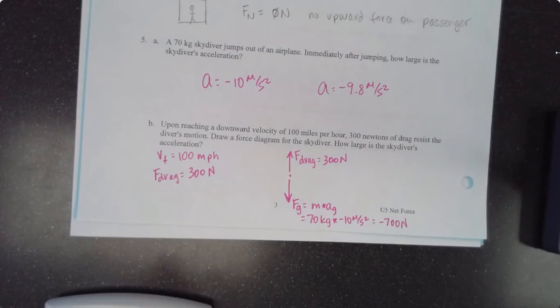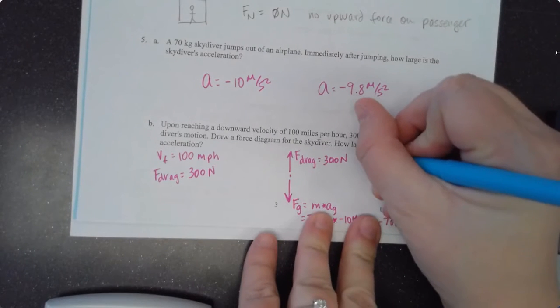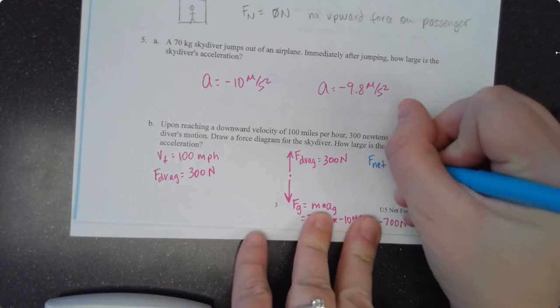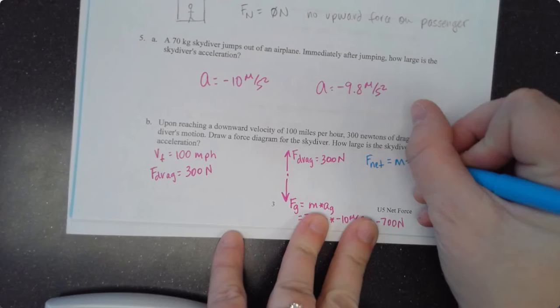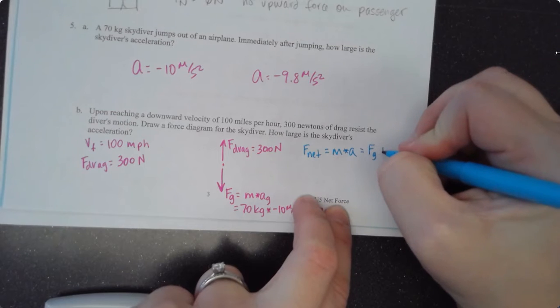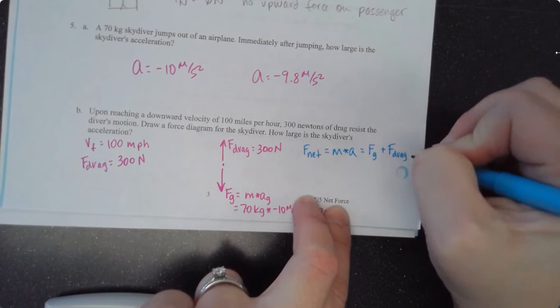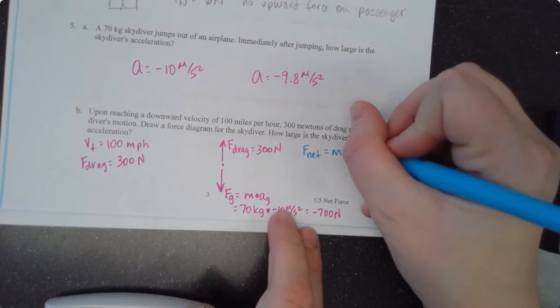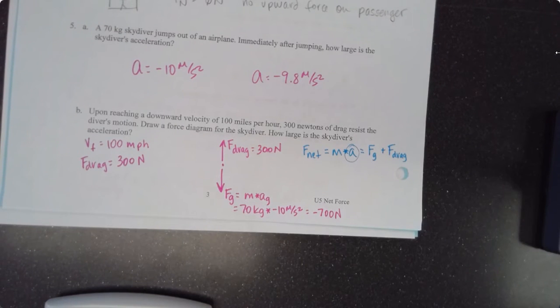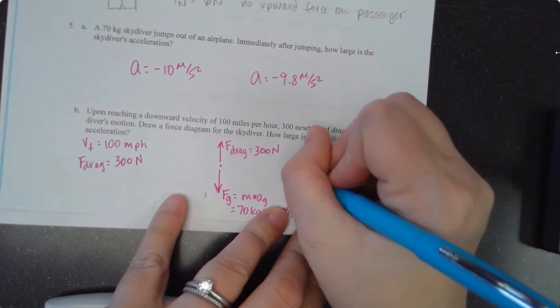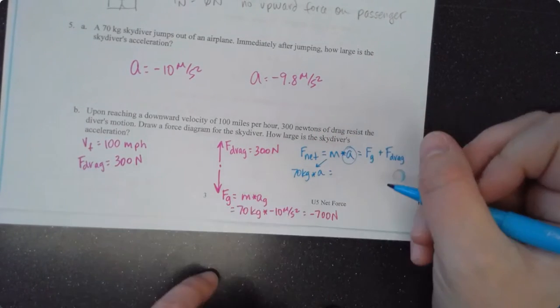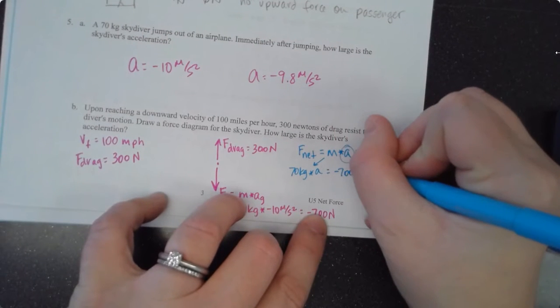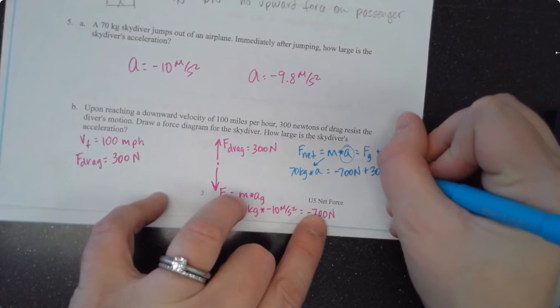If we remember, the equation for our net force is going to be, our net force is equal to the total mass times the overall acceleration, and that's going to be equal to the sum of all of our forces. So our Fg plus our drag. So what we need to solve for now is this acceleration. We know that the mass of our skydiver is 70 kilograms. We're solving for acceleration. That's going to be equal to our minus 700 newtons plus 300 newtons.